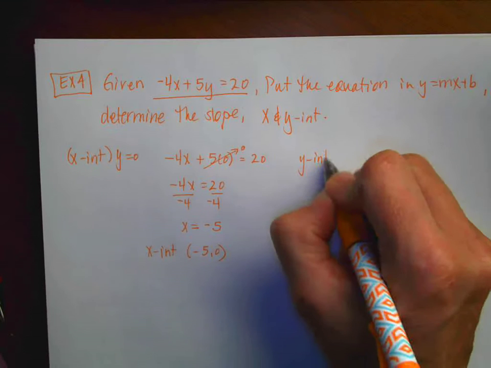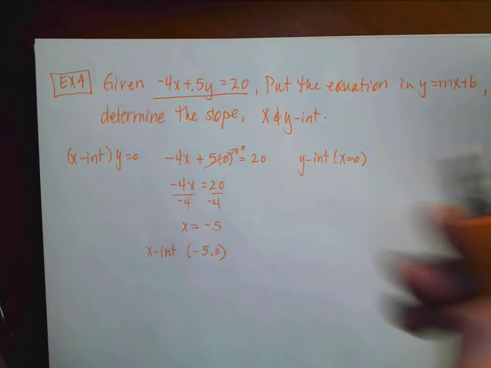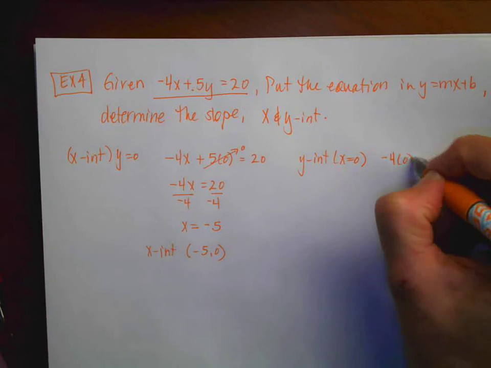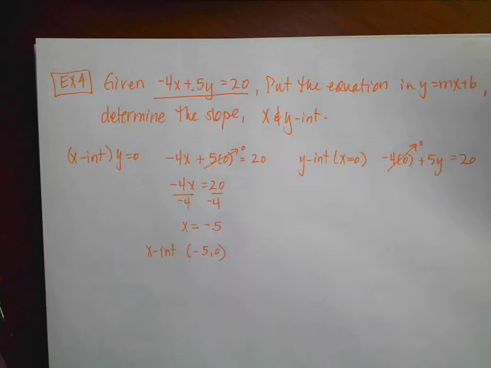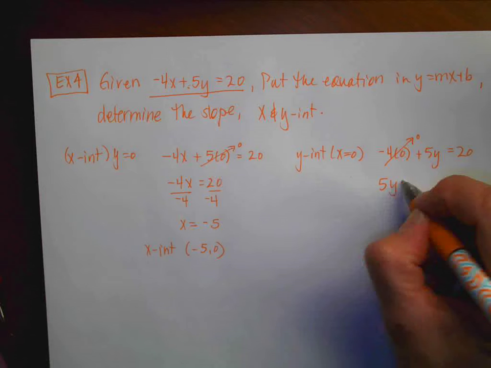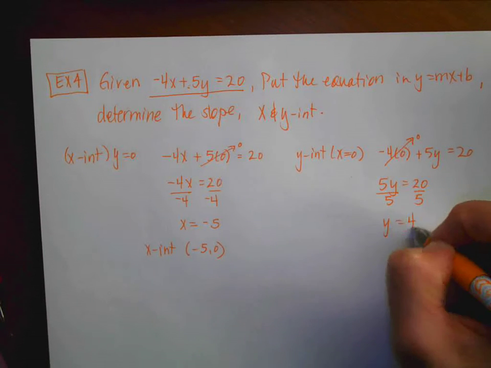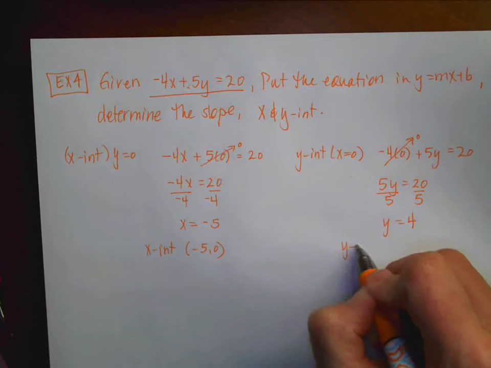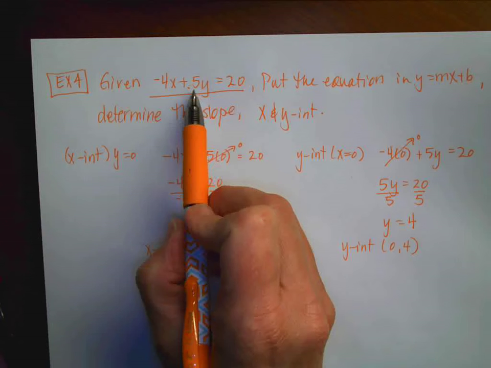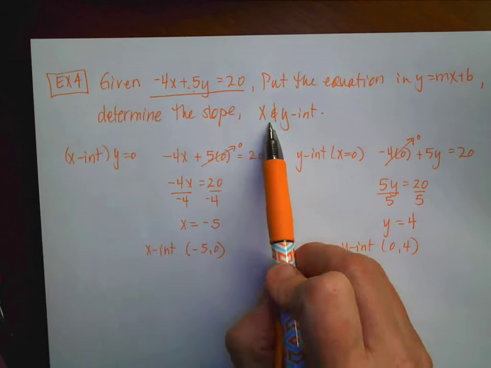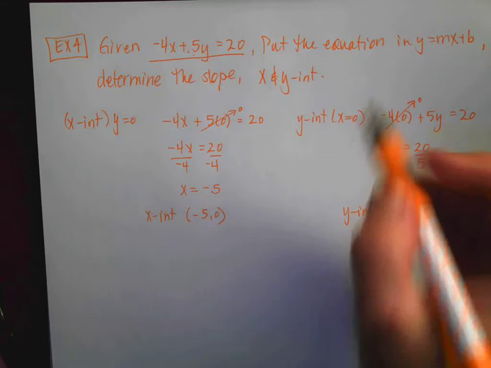So for the y-intercept, that's what happens when x is equal to 0. Again, I'm just going to use the original equation. So I'm going to do a negative 4 times 0 plus 5 times y is equal to 20. This is 0. And then I get 5y is equal to 20. Divide both sides by 5, and I get y is equal to 4. So my y-intercept is going to be 0, 4. So keeping the equation in this form actually makes finding the x and y intercepts really easy.